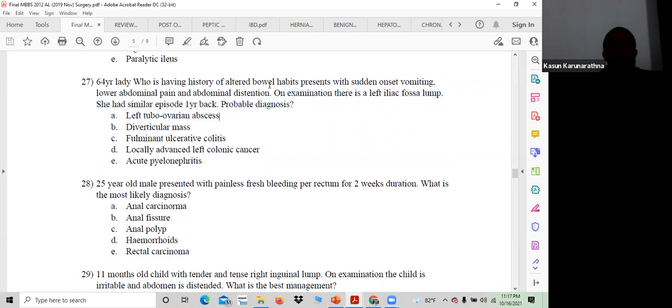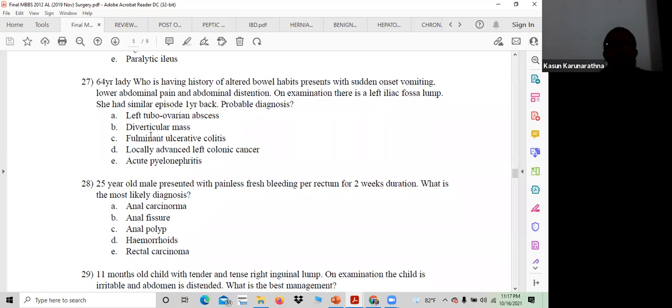With regard to this clinical picture, locally advanced left colonic cancer, how do you take it out? Because there's a history, one year back. This picture runs over a reasonable duration, so cancer is out, right? Acute pyelonephritis, again you would have urinary symptoms, fever, chills and rigors, right? So it's out.